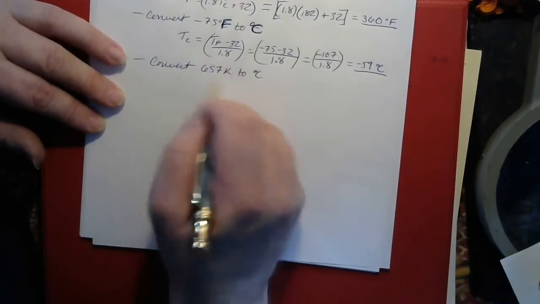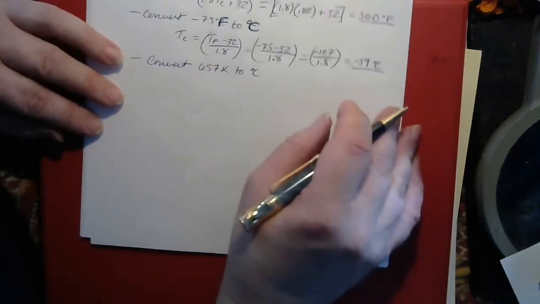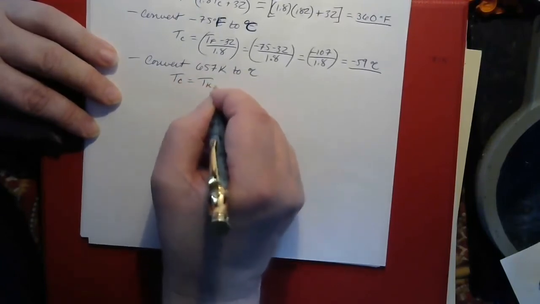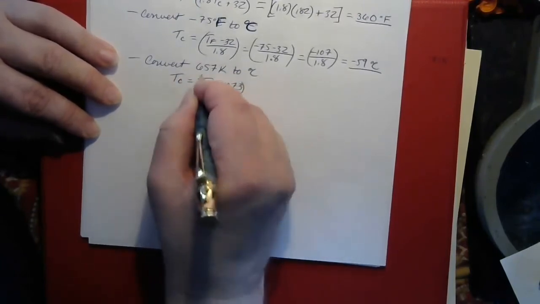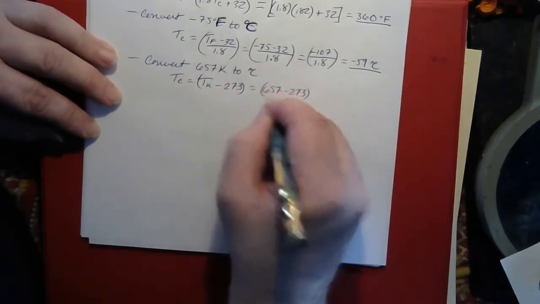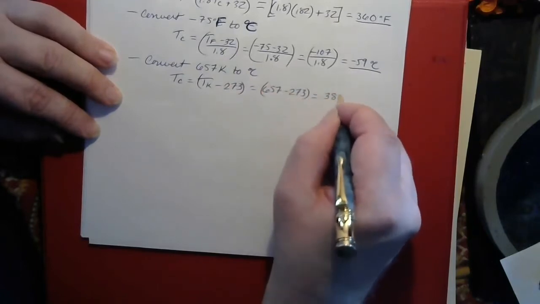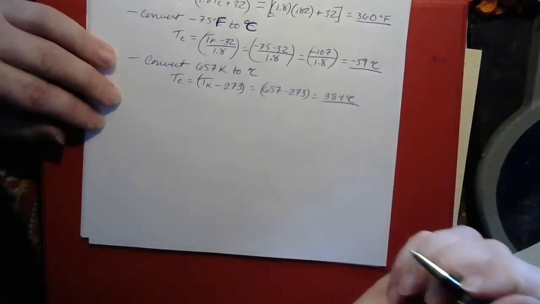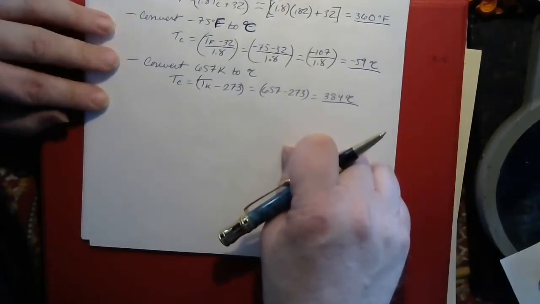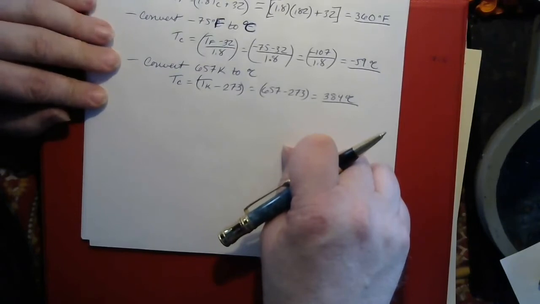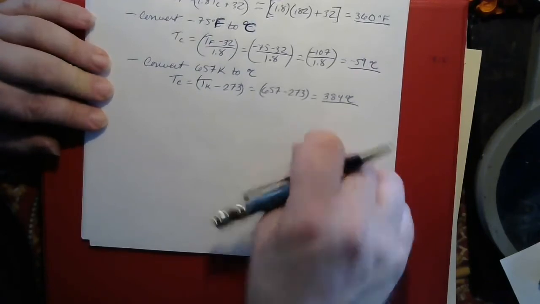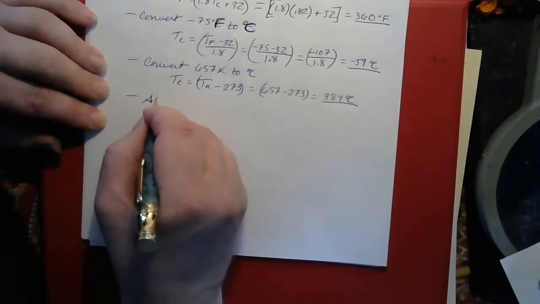So what if you want to convert 657 Kelvin to degrees Celsius? Well, temperature in Celsius is temperature in Kelvin minus 273. So 657 minus 273 would be 384 degrees Celsius. An interesting exercise.